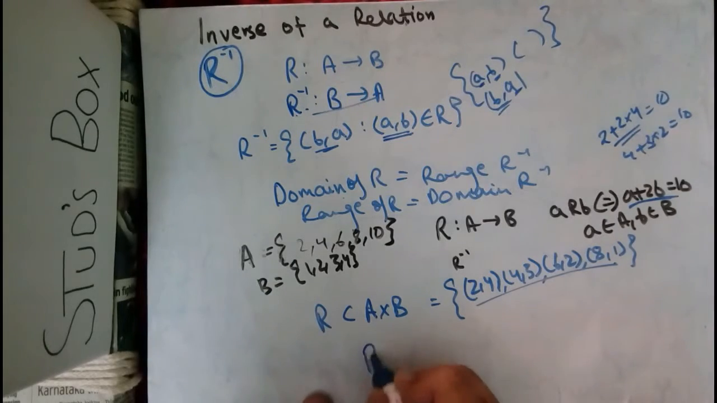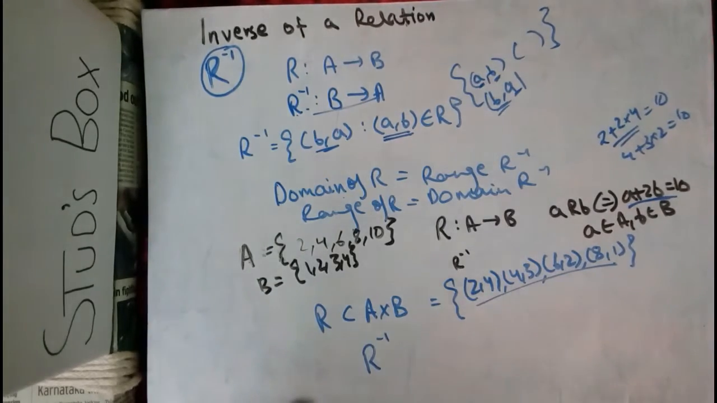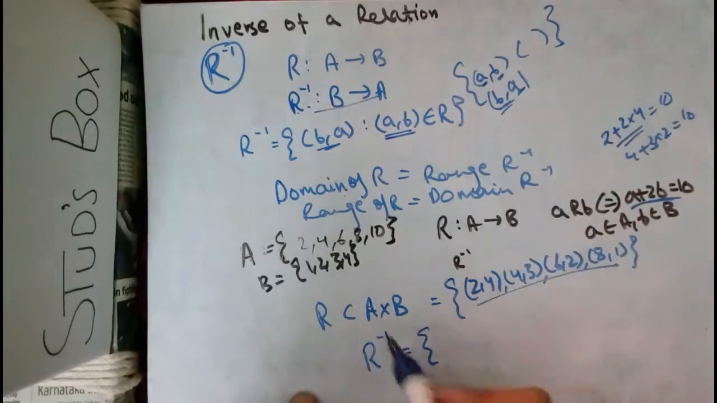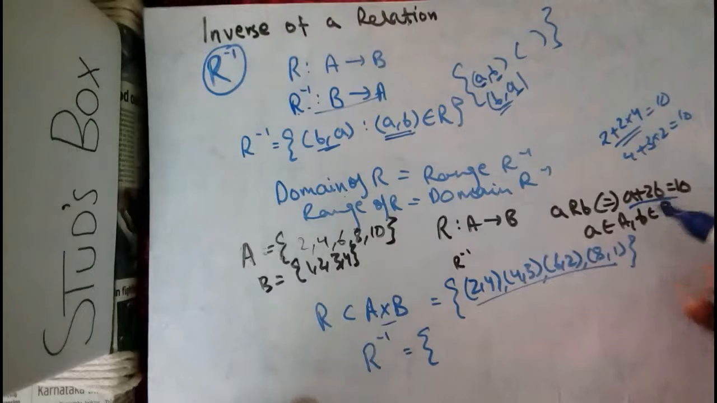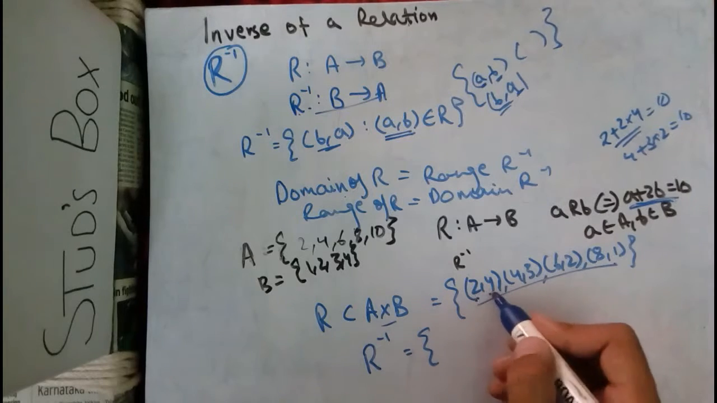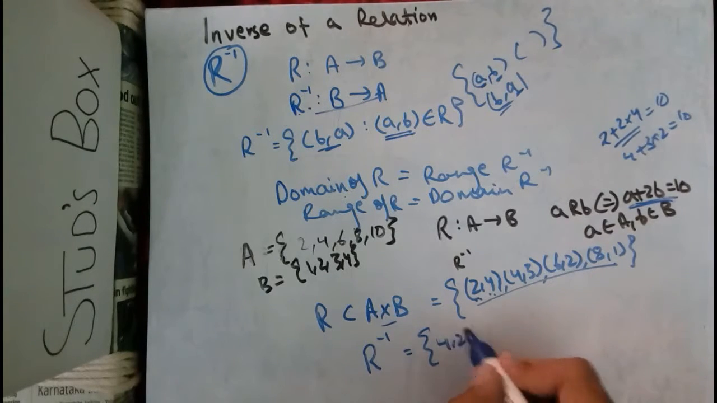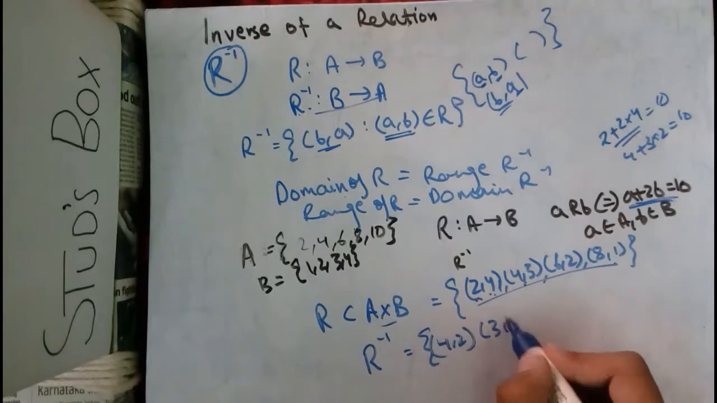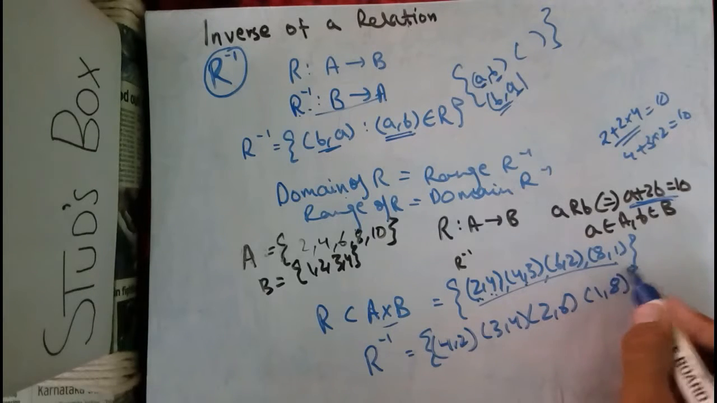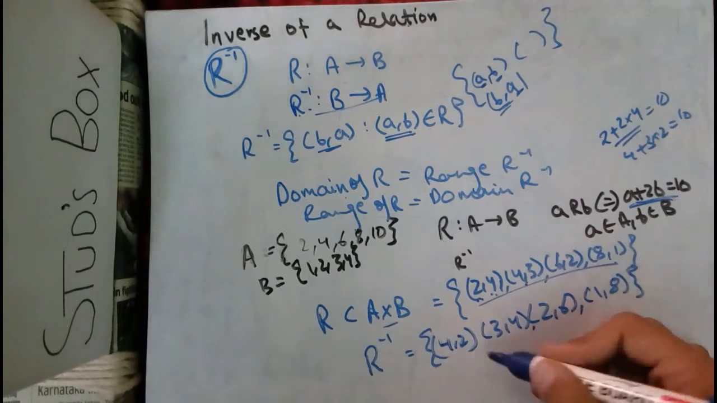So what will be our R inverse? One way could be that you find B cross A, then you find the relation satisfying this condition, and then you solve it. Or you can simply switch these entries, that is, this will be (4, 2), this will be (3, 4), this will become (2, 6), and this will become (1, 8), and this will be our inverse of our relation.